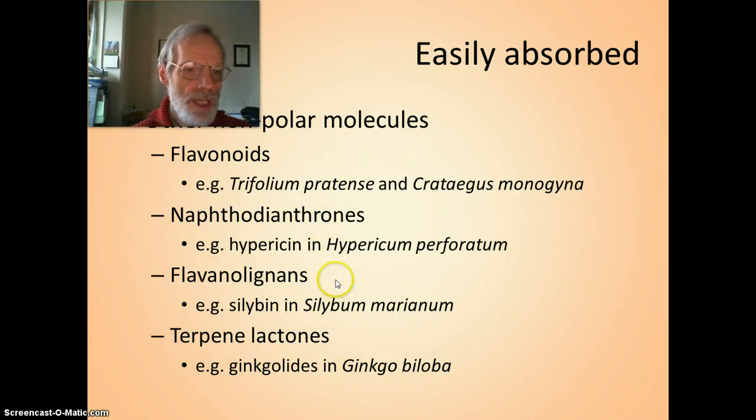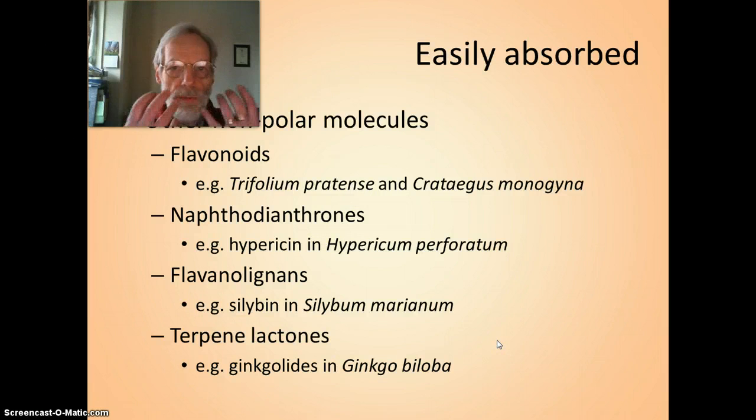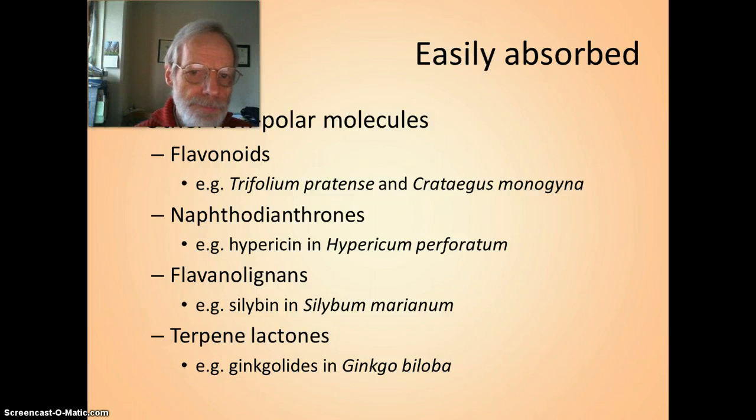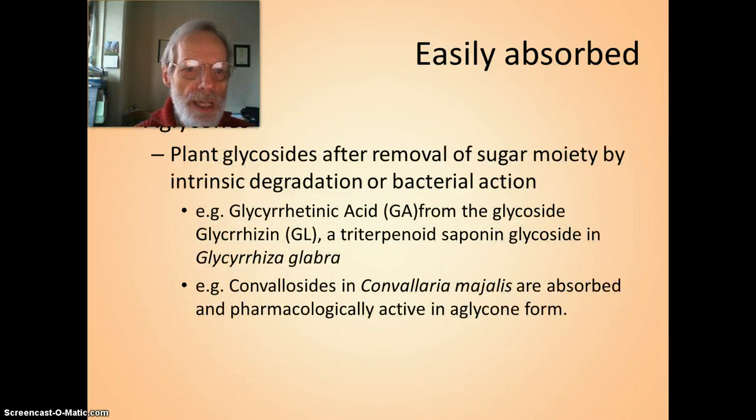So a lot of these things will be absorbed from the mouth. So if you have a tincture or a tea, then the absorption will begin in the mouth. So drops on the tongue will be effective in some respects. Aglycones, as mentioned before, will be absorbed. These are plant glycosides after the removal of the sugar moiety by intrinsic degradation or by bacterial action.